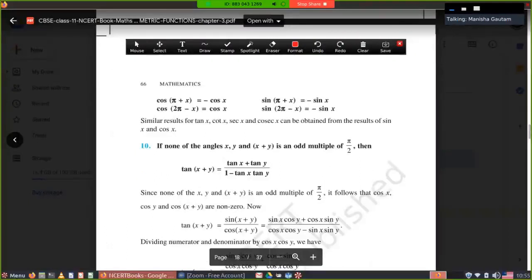Cos 180 plus x means it is in the third quadrant. In the third quadrant, after school to college, tangent and cot are positive, others are negative. It means cos will be negative. And about the horizontal line, there is no change in the trigonometric function. I have told you in a previous lecture. Watch that lecture, you will get the idea of this. Cos of 180 plus x is equal to minus cos x.